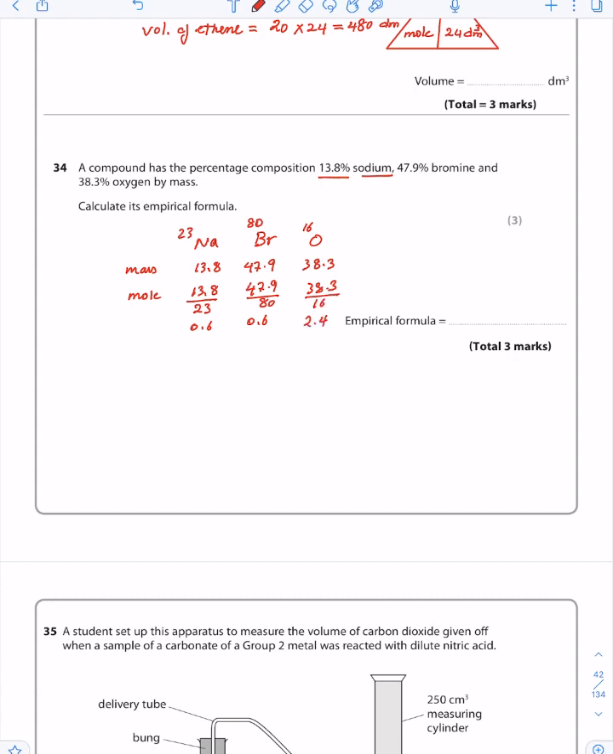بعد كده هنجيب الsimplest ratio، هنديفايد by the smallest number اللي هو 0.6. 0.6 على 0.6 تدي 1، 0.6 على 0.6 برضو تدي 1. هنا 2.4 على 0.6 تدي 4، يبقى كده it's NaBrO4. يبقى الامبيريكال فورمولا NaBrO4.